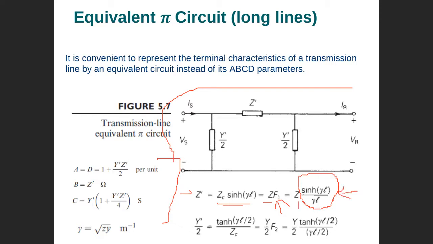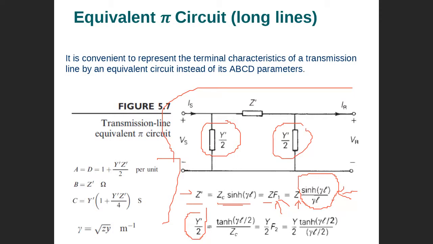Z is given. Small z times the length gives you the impedance, and then sine hyperbolic gamma L over gamma L. We already know how to find these, so that will be Z prime. Y prime over 2. Why do we have over 2? Because we split Y prime on one side and the other side. So you get Y prime over 2, Y prime over 2, one side, one side.